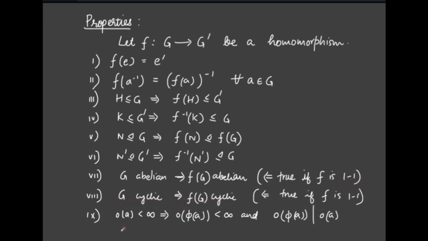And then order of a is finite implies order of f(a) is finite. Not phi, by the way, it is f, because f is what we chose as the homomorphism. So just make it clear here. If the order of a is finite, then the order of the image of a is also finite, and the order of the image divides the order of the element.